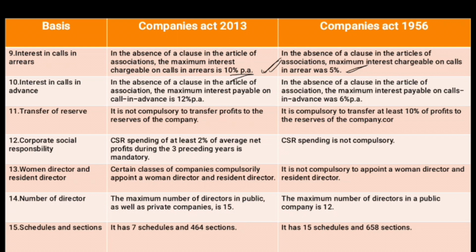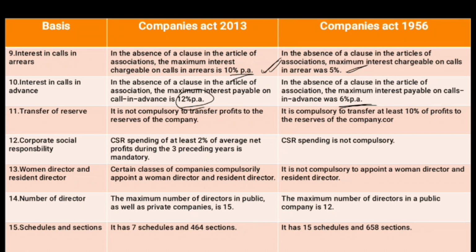Okay, so it is an expense for the company because the company has to pay interest for the advance money received which is not yet due. Now in the absence of a clause in the articles of association, the maximum interest which the company can pay is up to 12% and not more than that. But according to the Companies Act 1956, the maximum interest payable on calls in advance was up to 6%.